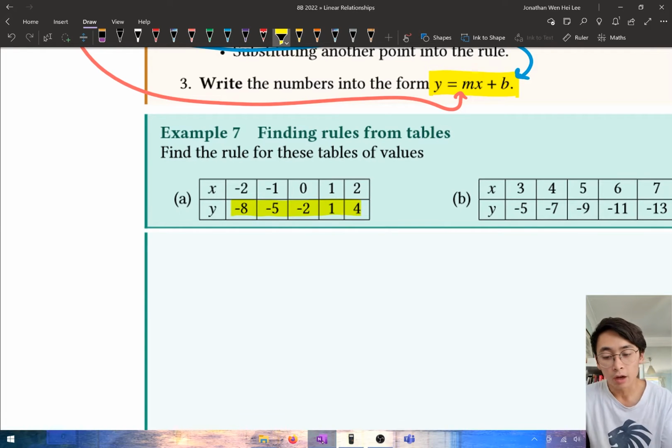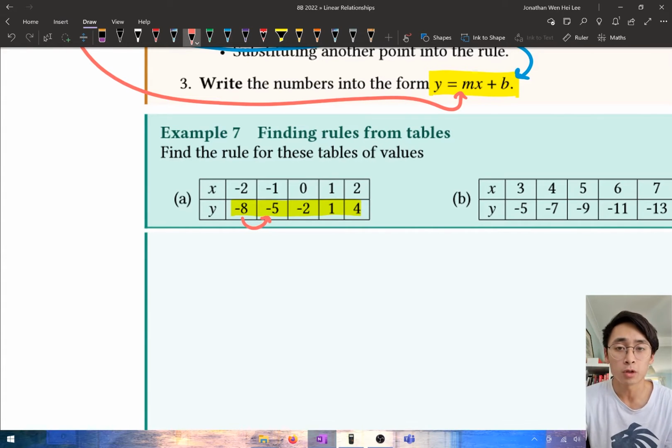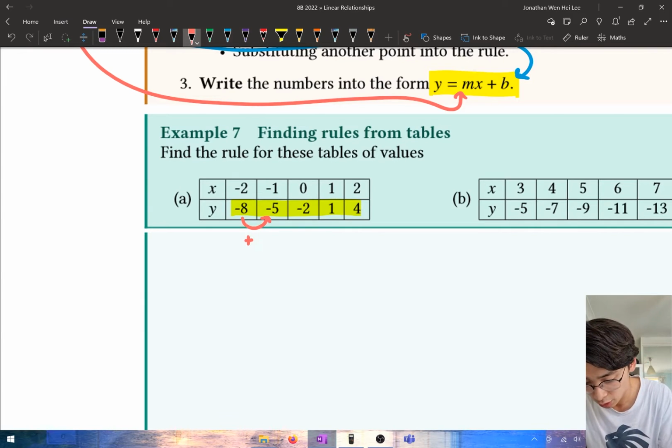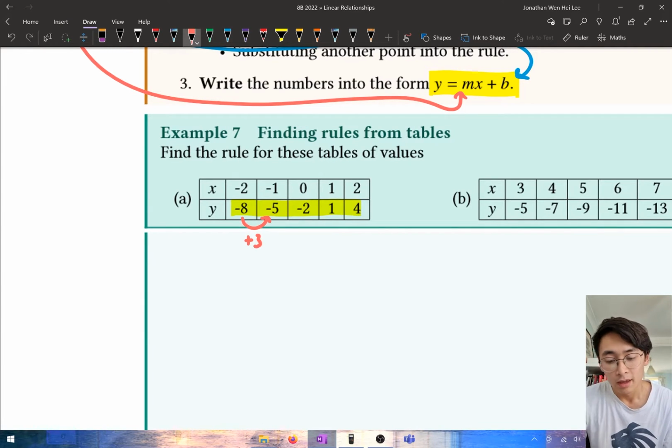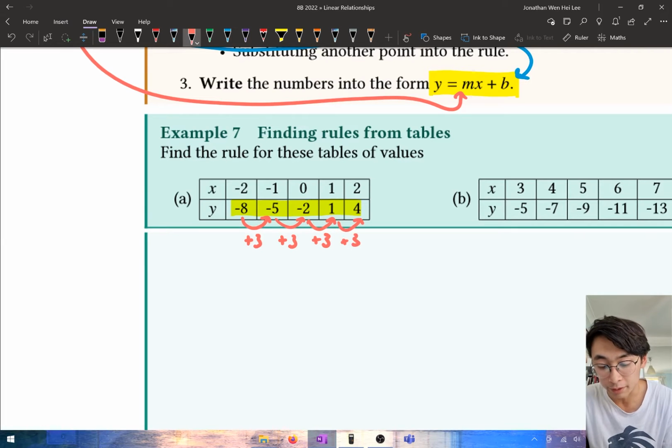And we go, okay, what are we adding each time to get to the next number? So here, if I'm going from -8 to -5, what do I need to do? Well, to get from -8 to -5, I need to add 3. And same thing here. If I'm going from -5 to -2, I'm going to add 3 again. And same thing, if I'm going from -2 to 1, I'm going to add 3. And the final thing, if I'm going from 1 to 4, I add 3. Notice that's the same number each time.